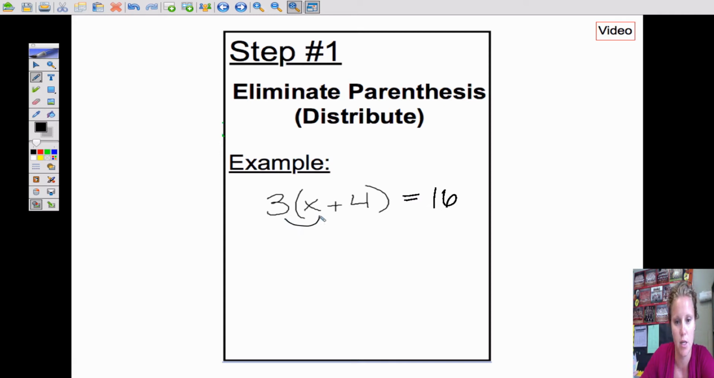So we're going to take 3 times x, and I like to do this with 2 little swoops, like I said in the last video. 2 little swoops of multiplication. So we're going to take 3 times x, which gives us 3x, and then 3 times 4, which gives us 12, and that's a plus sign in the middle, so we'd have 3x plus 12 equals 16. So that's step 1.